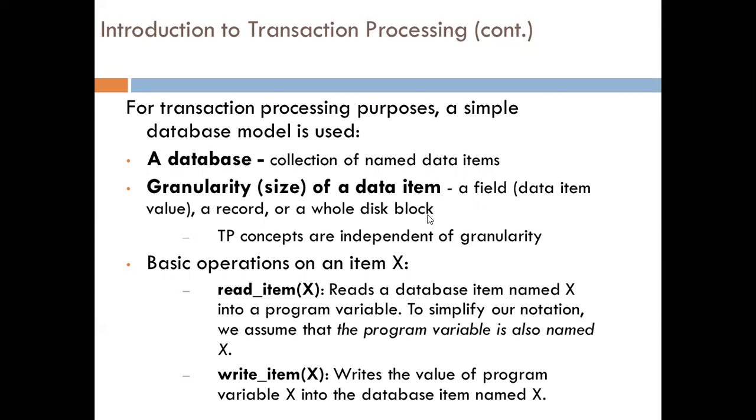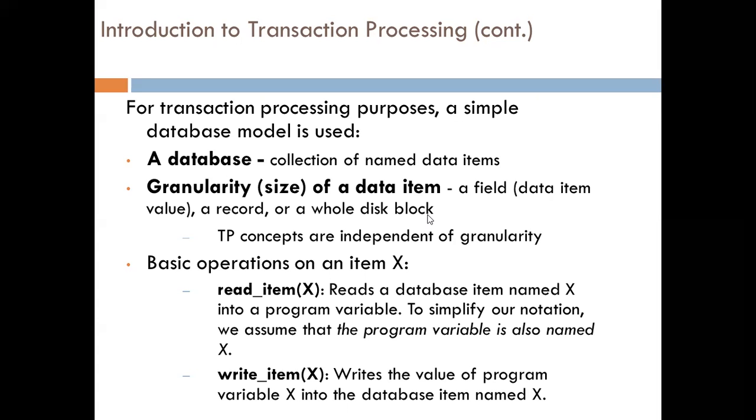For transaction processing purposes, a simple database model is used. A database is a collection of named data items. The size of a data item is called its granularity. The smaller the data item, the better it is for the transaction, because in a transaction a series of steps has to be carried out. If each step is small in size, then the probability of successful execution of that granule is higher.